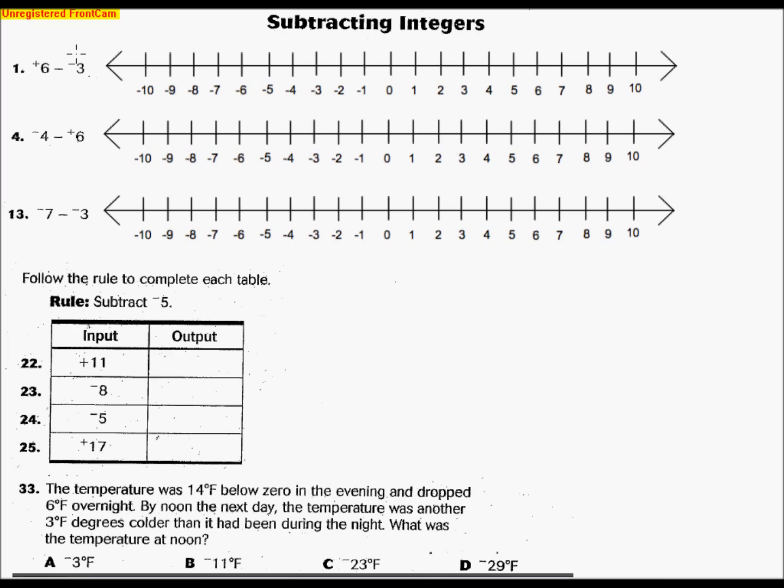When we are starting on a number line, we look at the first number. The first number here is 6, positive 6. So this is where we start. Start on the number line at positive 6. We go over to positive 6, way over here, and put a dot right there.